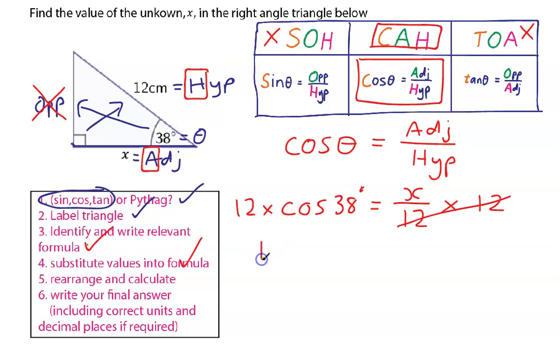Okay, and we can just write 12 cosine or cos. I like to say cosine. Other people like to say cos. Doesn't really matter. Okay, so 12 cosine of 38 equals x. So we've rearranged. Well done. Give that a tick. Now we need to calculate.